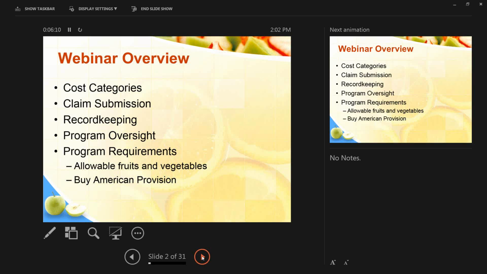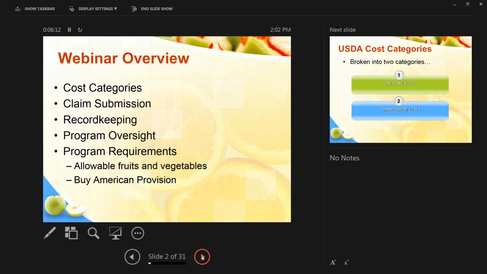So today we're going to go over cost categories. We're going to go into some detail on claim submission. We'll talk about record keeping and program oversight, and we'll also go over some of the basics of the program requirements. So we'll talk about what allowable fruits and vegetables there are, and we'll also talk about the Buy American provision. And this will by no means be comprehensive of the full program, but it'll kind of hit the highlights of the main pieces.